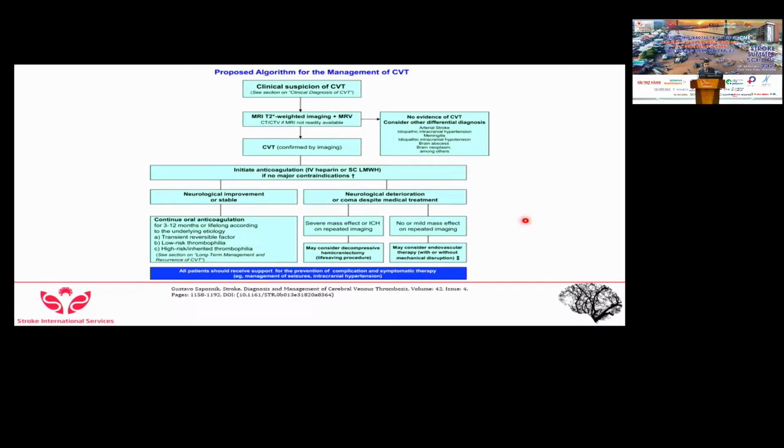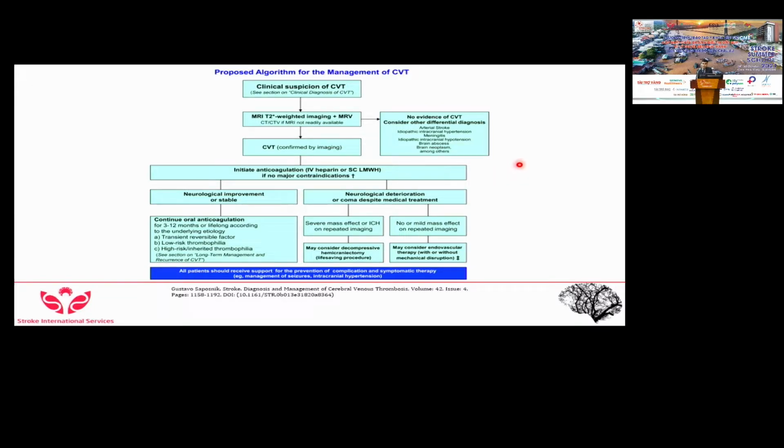So here I summarize the proposed algorithm for the management of CVT. When you have clinical suspicion of CVT, you need to take the patient to the MRI room for MRI T2 star weighted imaging and MRV. We can use the SWI to evaluate the hemorrhage of the patient, and the MRV to evaluate the venous side of the cerebral circulation. When we have a confirmed diagnosis of CVT, we can initiate anticoagulation. You can use UFH, unfractionated heparin, or low molecular weight heparin, per your reference at your site.